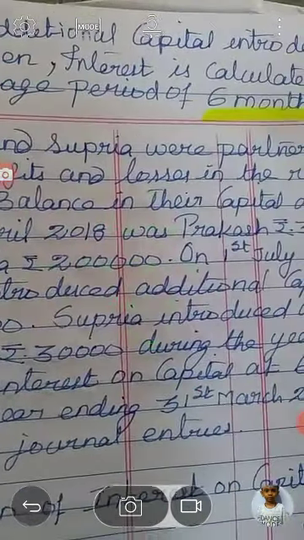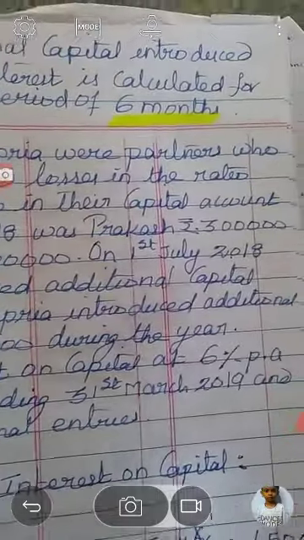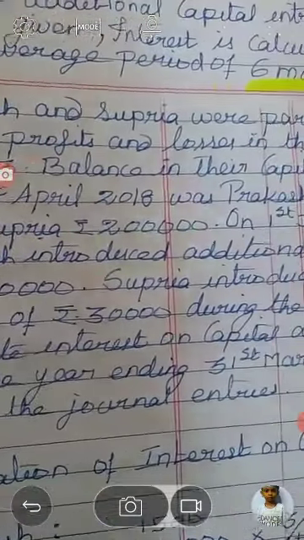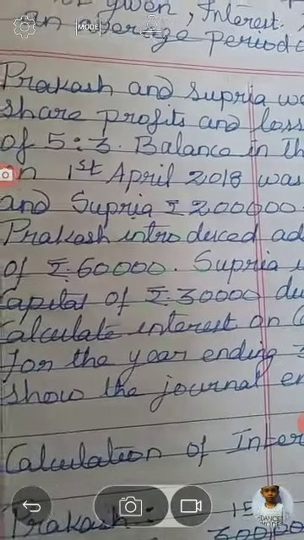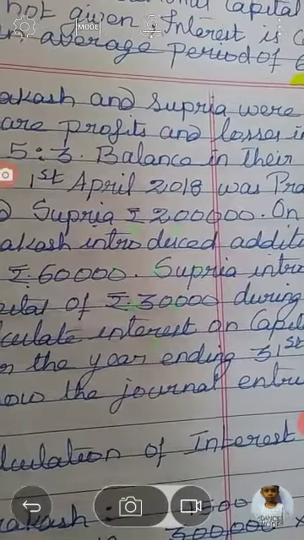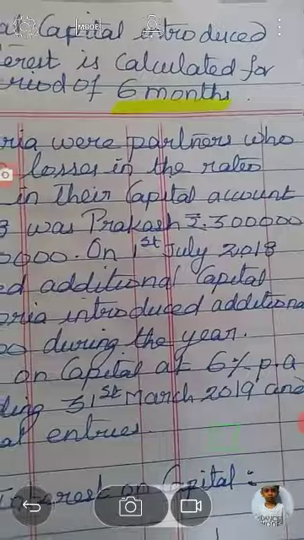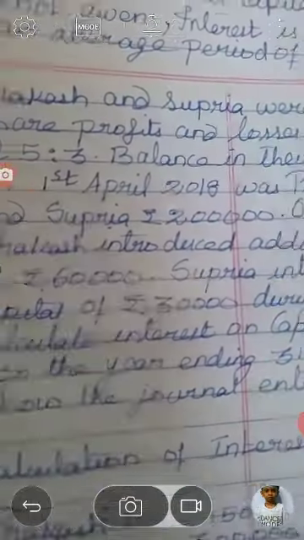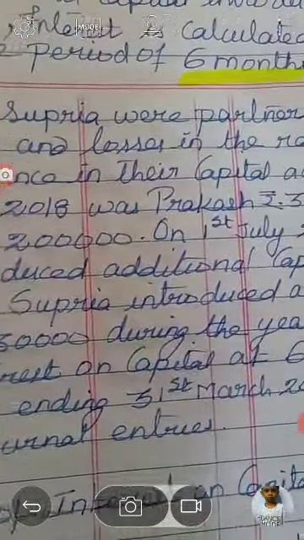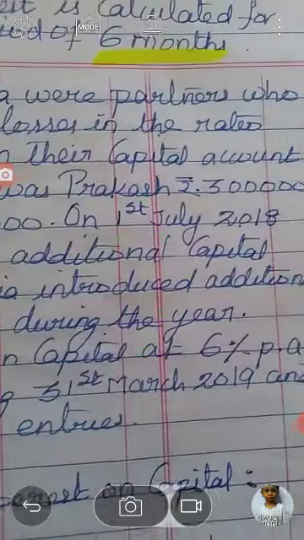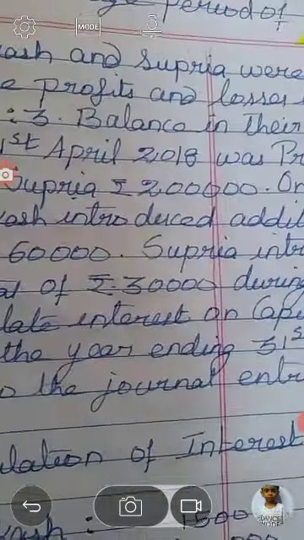The next sum, exercise 6, page number 114. Second sum: Prakash and Supriya were partners sharing profit and losses in the ratio of 5:3. The balance in their capital accounts on 1st April 2018 was Prakash 3 lakhs and Supriya 2 lakhs.